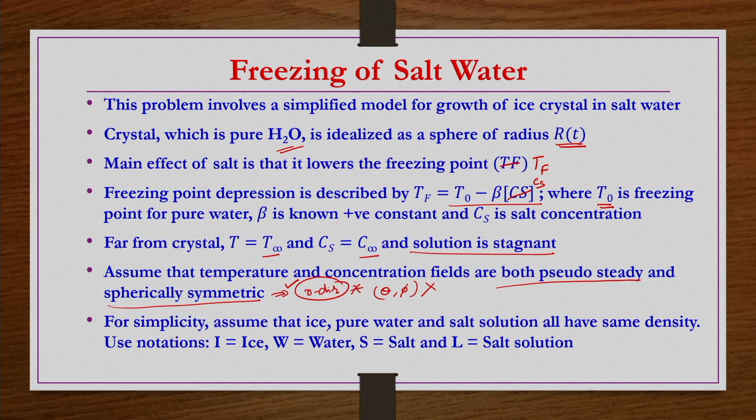For simplicity, assume that ice, pure water and salt solution all have the same density. So, rho I, rho W, rho L, all these are equal to each other. That is what is meant by the notation. I we are using for ice phase, W for water, S for salt alone, L for salt solution. So, they are different.